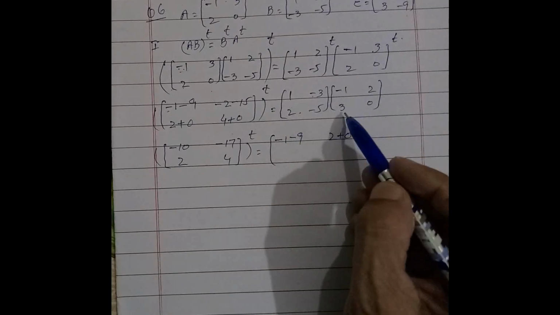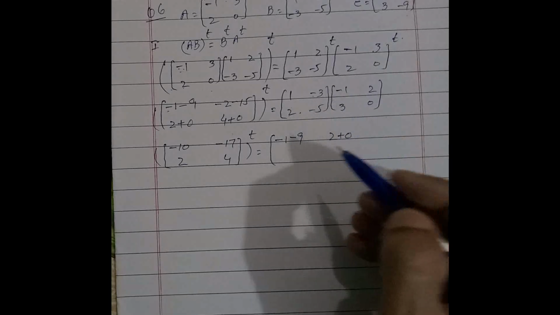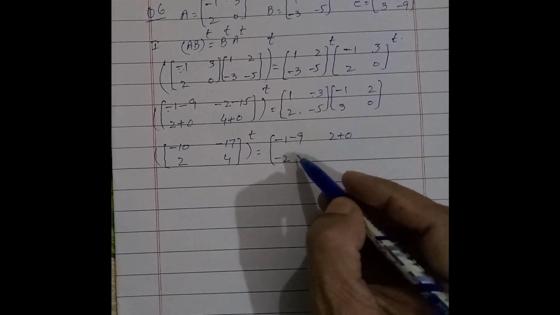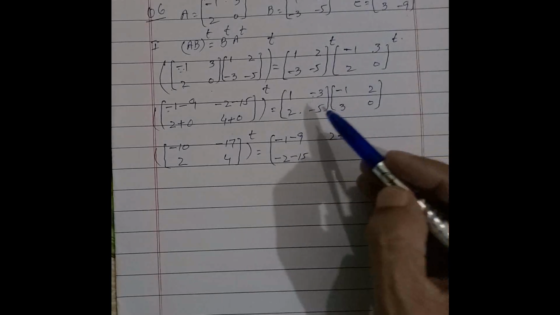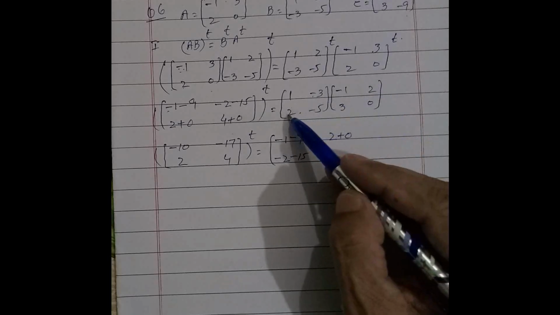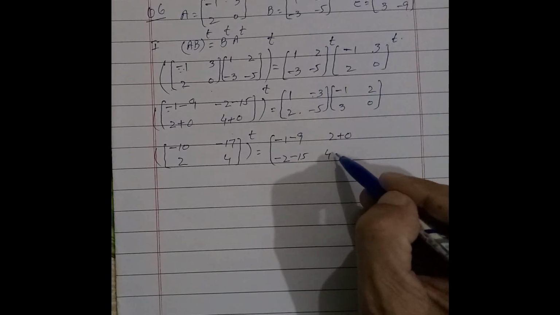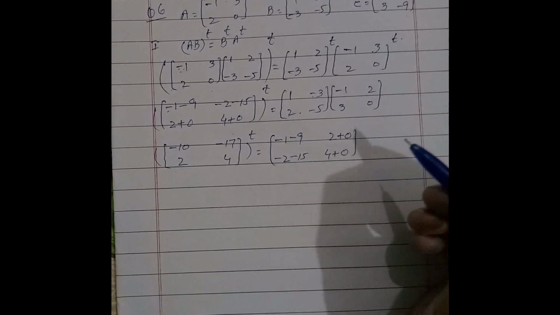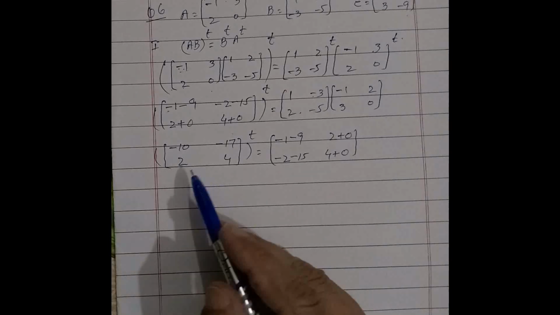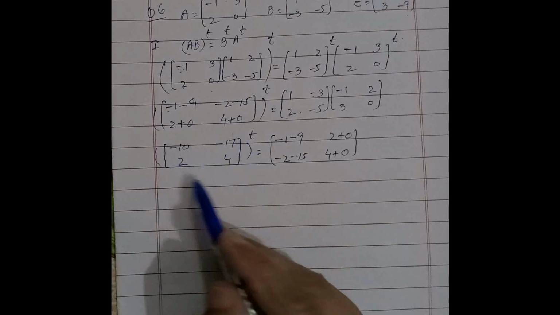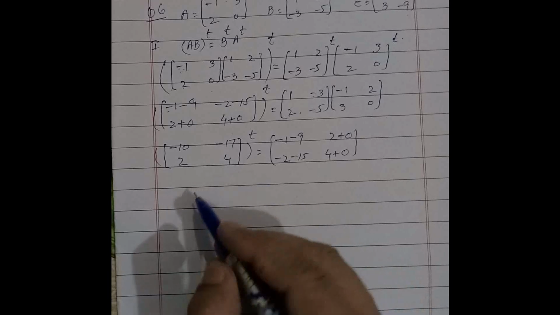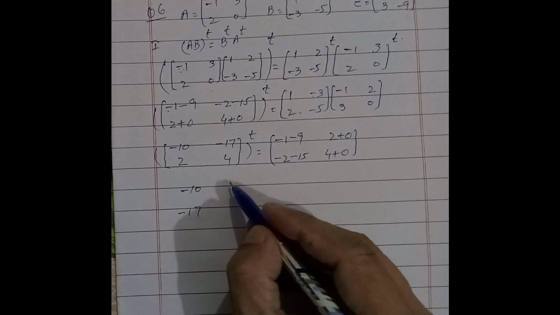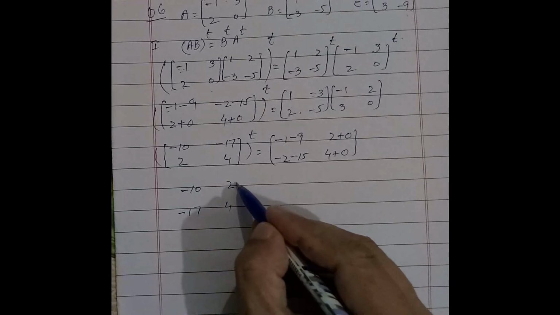Now second row with the first column, 2 multiplied by -1 is equal to -2. -5 multiplied by 3 is equal to -15. Second row with second column is 2 multiplied by 2 is equal to 4. -5 multiplied by 0 is equal to 0. Simplify. On the left side we take the transpose of the matrix and we get -10, -17, 2, 4.